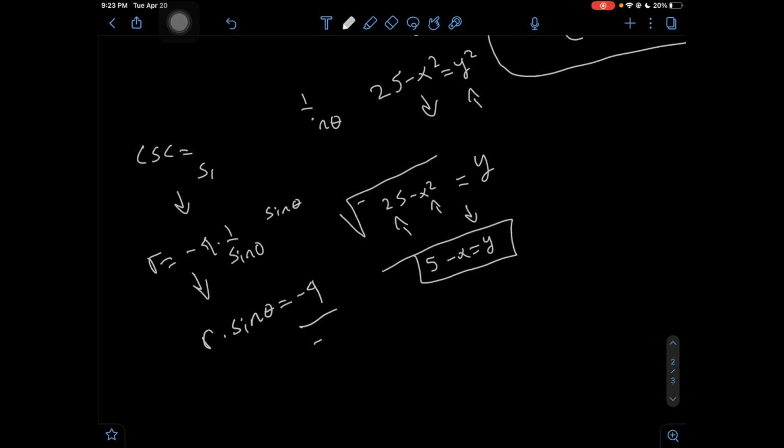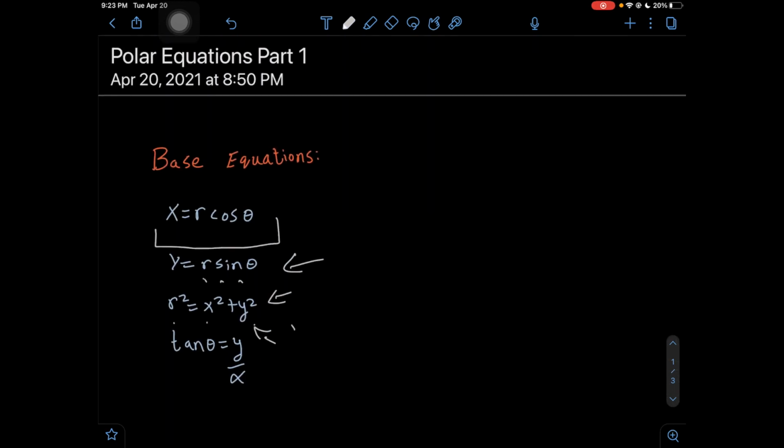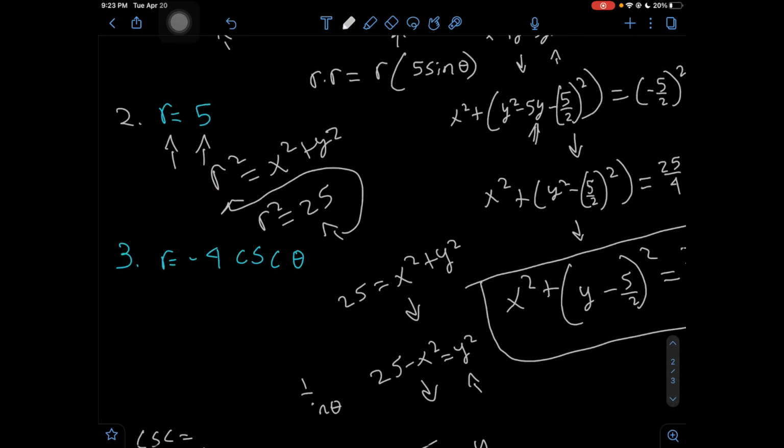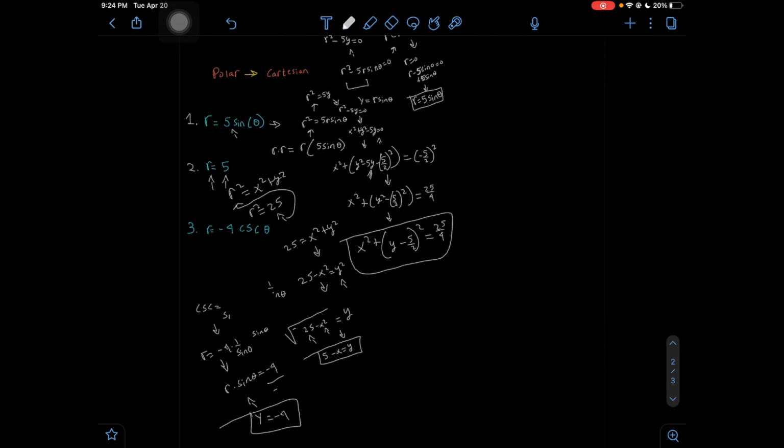And remember, we said that r sine of theta is just equal to y. If we look back at our base equation, scroll all the way up, we said r sine of theta equals y. Well, that's what we just got. So that means y equals -4, and that's our final answer from going from a polar to a Cartesian equation for this last part.